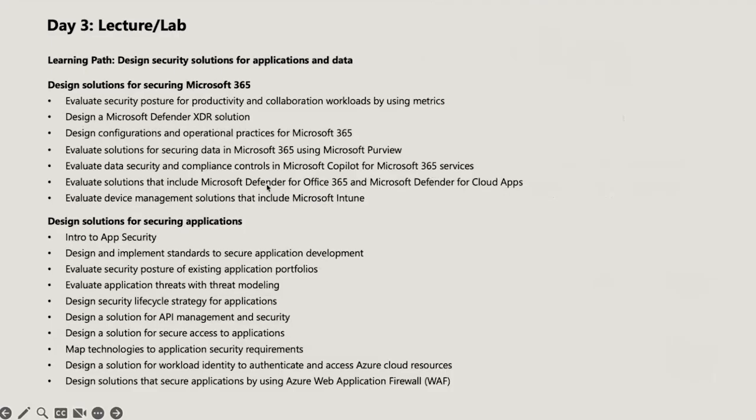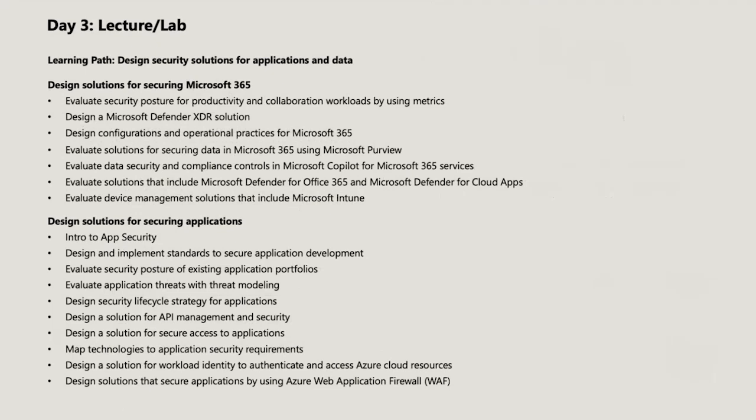what we have under Microsoft Copilot, and especially that is designed for Microsoft services. We'll also talk about Microsoft Defender for Office 365 and Microsoft Defender for Cloud Apps, including Microsoft Intune discussions. Also, we discuss what comes under application security.